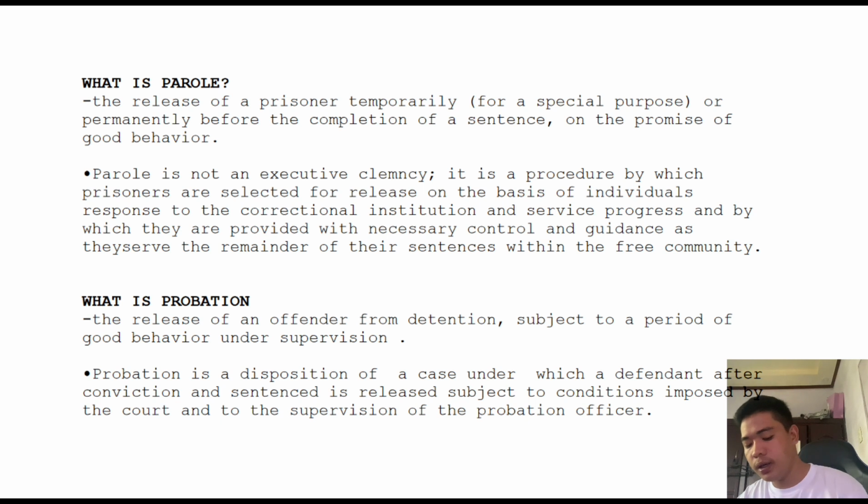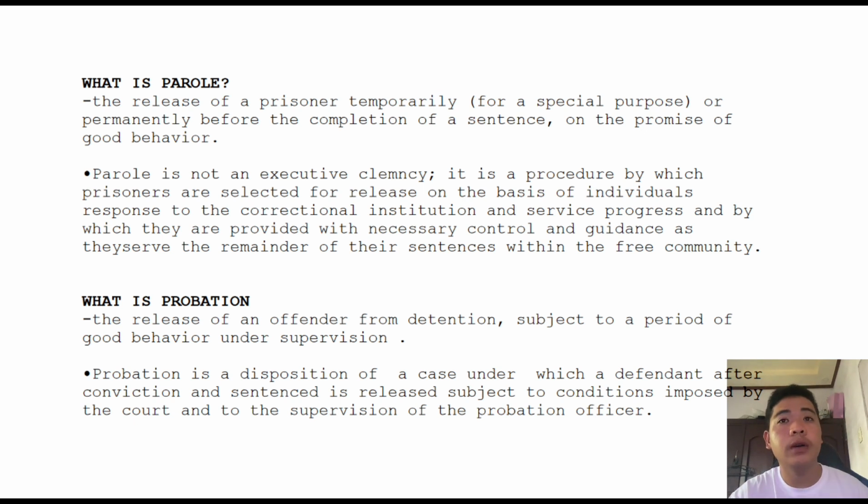What is parole? Parole is not executive clemency. It is a procedure by which prisoners are selected for release on the basis of individual response to correctional institution and service. Progress and by which they are provided with necessary control and guidance as they serve the remainder of their sentence within the free community. Parole.